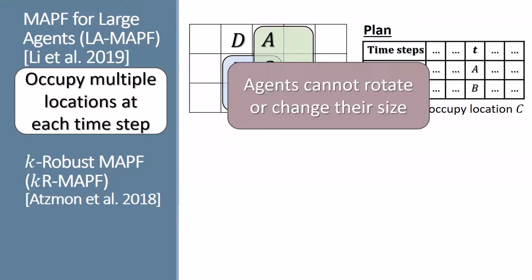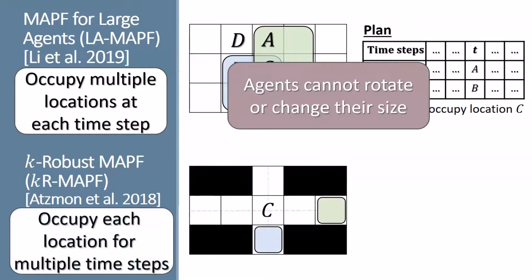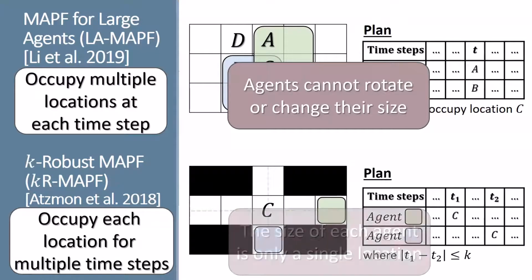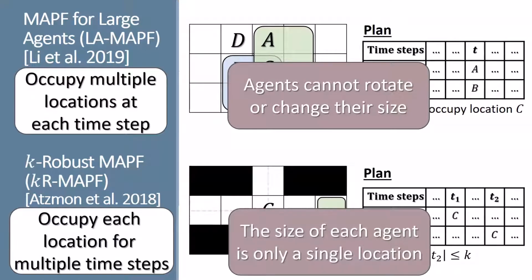In k-robust multi-agent pathfinding, the agents may experience up to k unexpected delays. Thus, the agents occupy each location for multiple time steps. In this example, the two agents conflict as both are planned to be at location C, and the difference between their time steps is less than k. In this problem, there is an assumption that the size of each agent is only a single location.